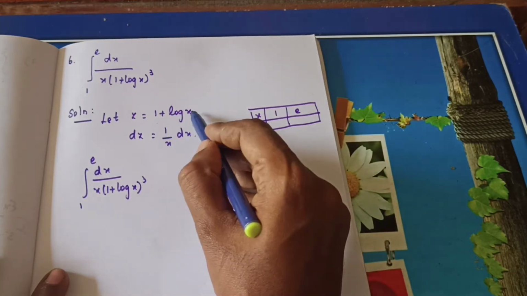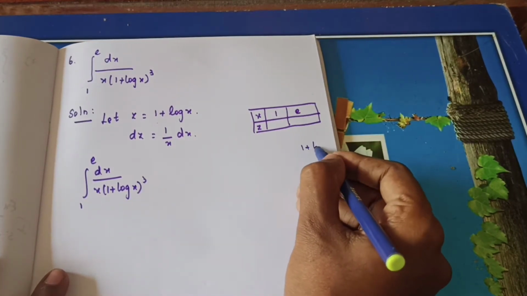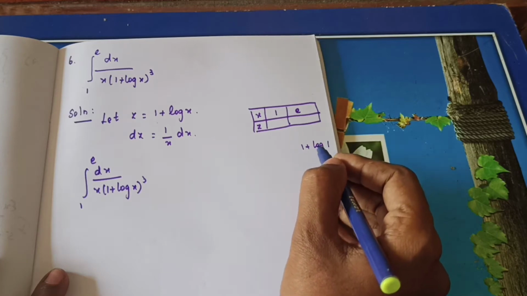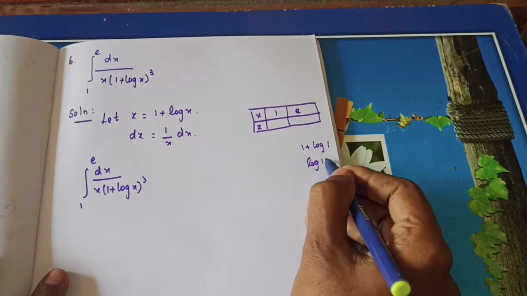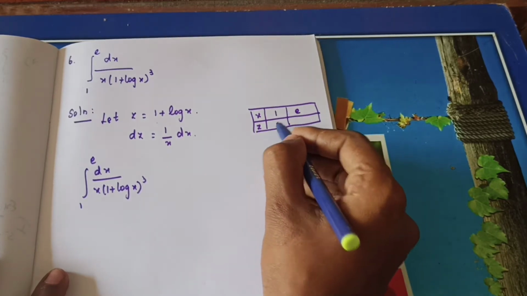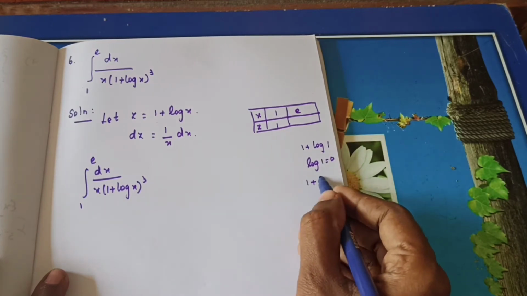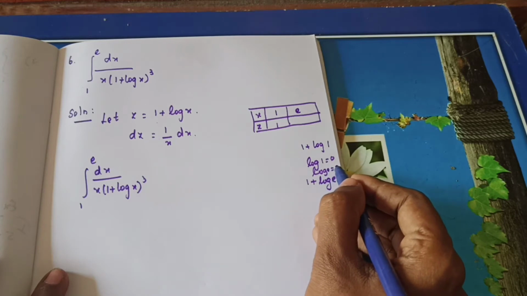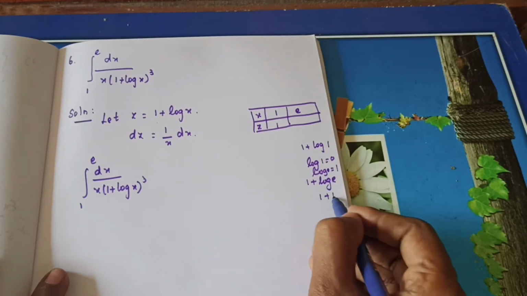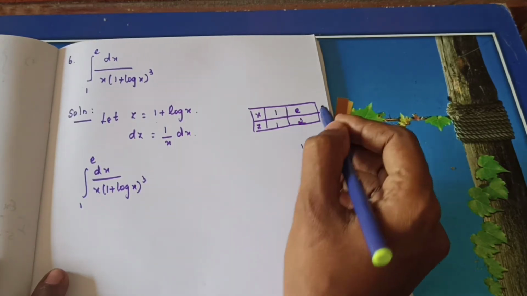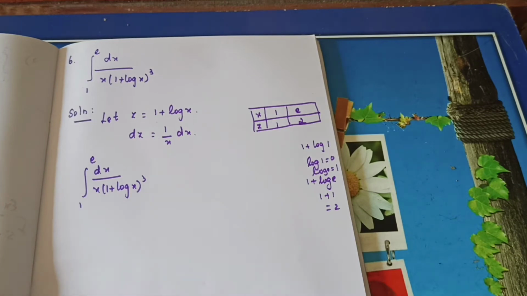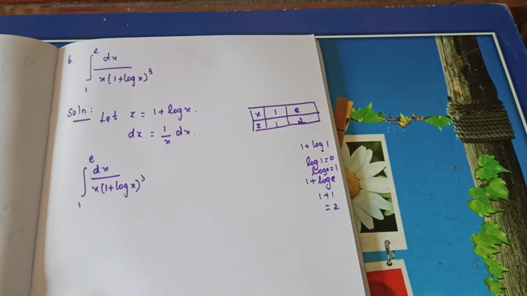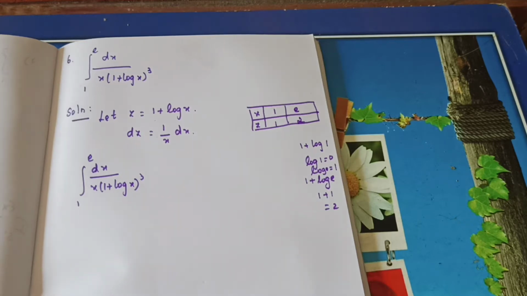So 1 plus log 1. What's the value you will get? Log 1 the value is 0, I taught you. Okay, so 1 only you will get. Then next one, 1 plus log e. What's the value for log e? Already I taught you, log e the value is 1. So 1 plus 1, what's the value? 2. Got it? The value of log 1 is 0. Log e the value is 1. Keep it in mind.